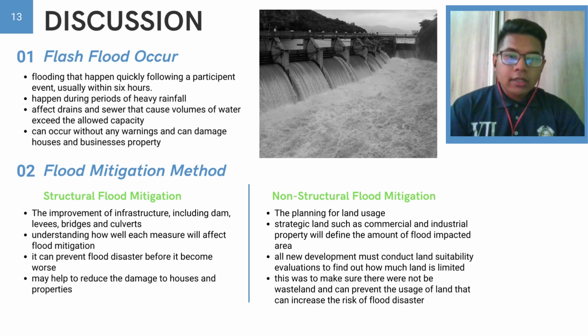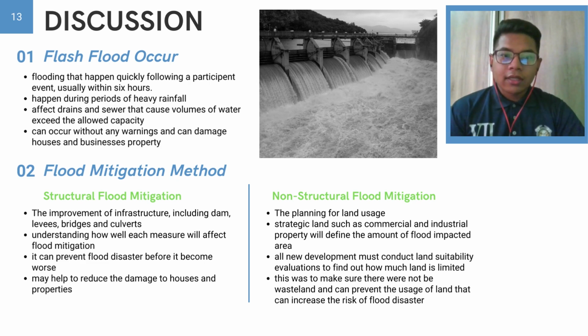Okay, in this project, there are a few questions that we need to answer for the discussion. Question number one is, how does a flash flood occur? Flash flood is flooding that happens quickly following a precipitation event, usually within 6 hours. It happens during periods of heavy rainfall, and it affects the drain and sewer, causing the volume of water to exceed the allowed capacity. This flash flood can occur without any warning, and can damage houses and also business property.